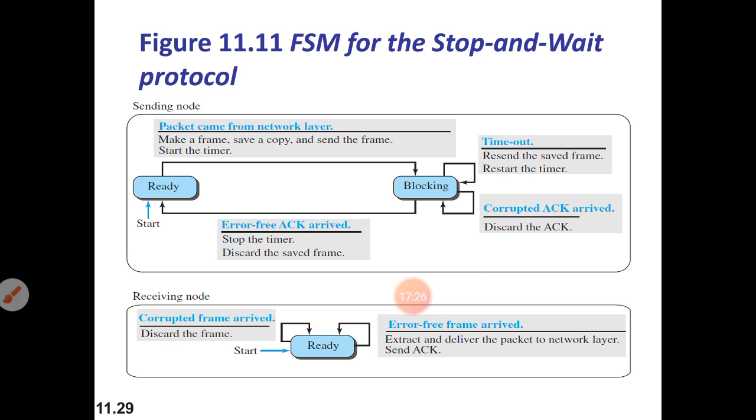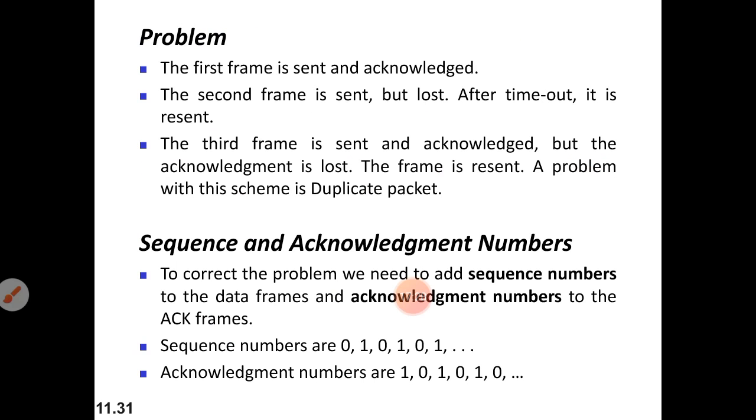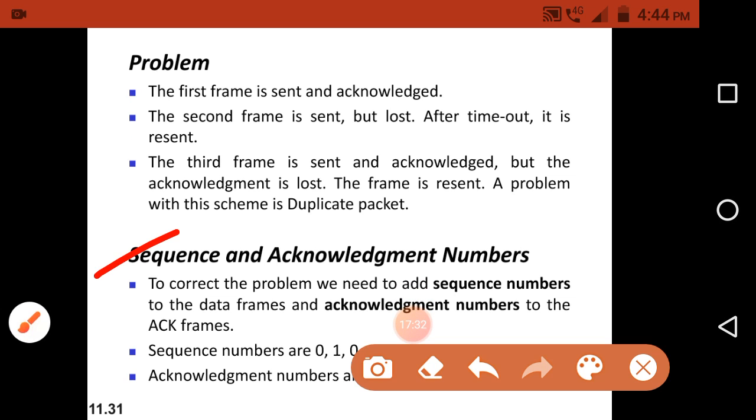So next we will move to the sequence and the acknowledgement number. Before that, we have to discuss for what purpose, why we require the sequence number and the acknowledgement number here. So we have to discuss for what problem we require the acknowledgement and the sequence number. So here what happened?